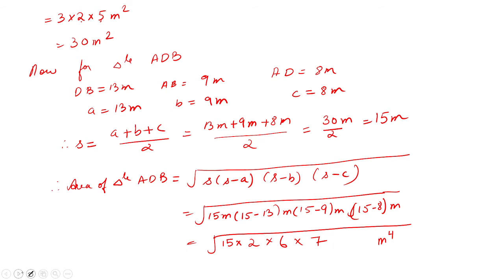Can I write 15 as 5 into 3? Then I'm left with 2. 6 can be written as 2 into 3 into 7 meter to the power 4. Clear? Right? Clear with these steps? Here, 15 I'm writing as 5 into 3, okay? Okay, now 2 and 6.